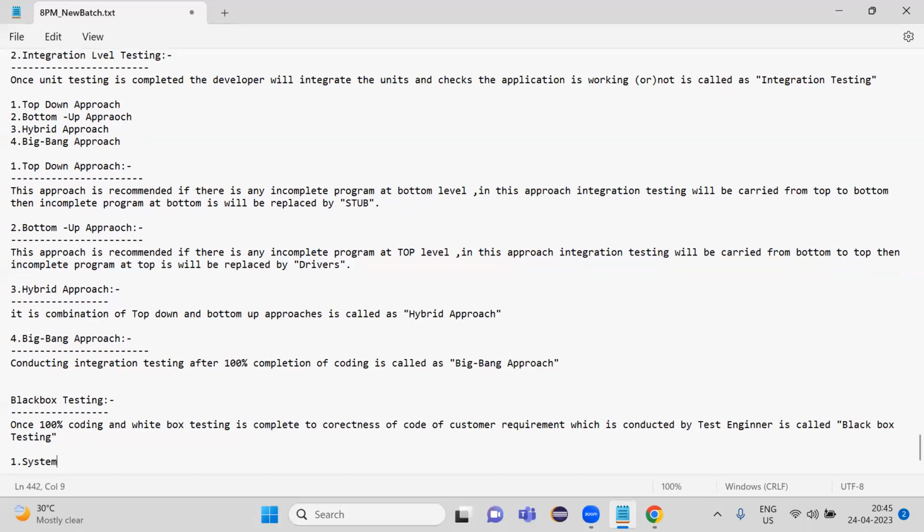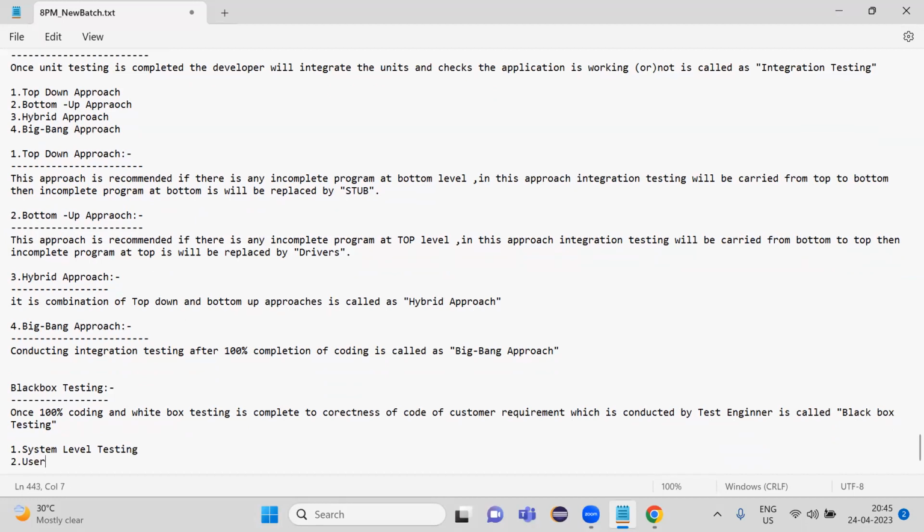First is system level testing. The second one is user acceptance testing, another name for which is UAT. The shortcut is UAT. Clear? Guys, clear? Yes, sir.